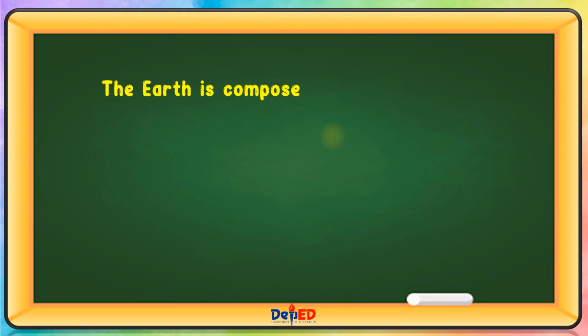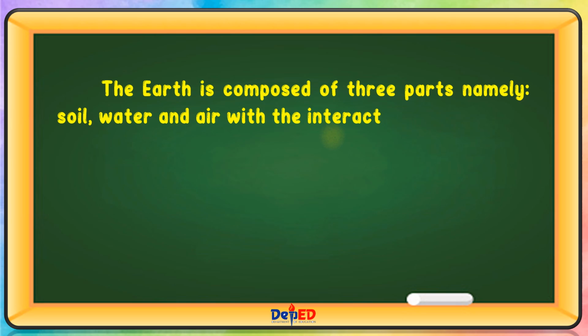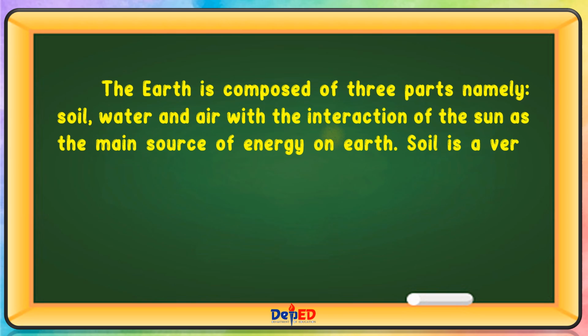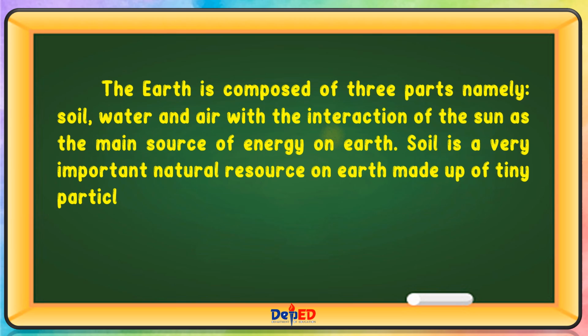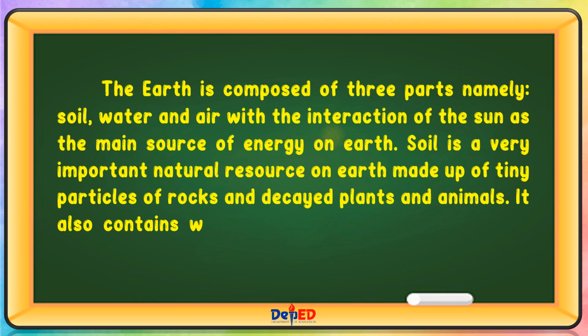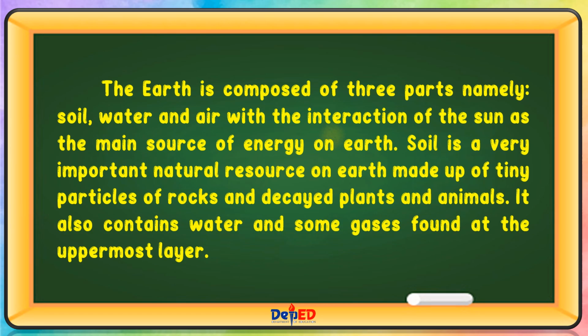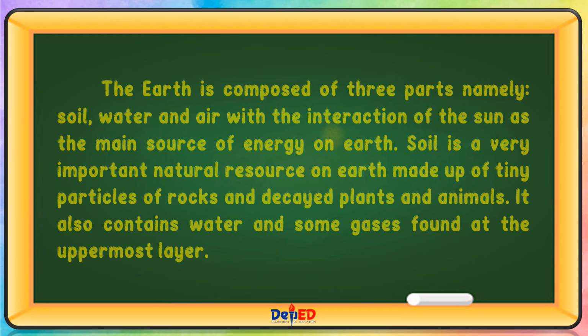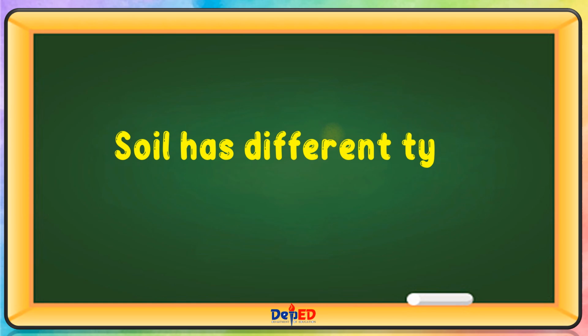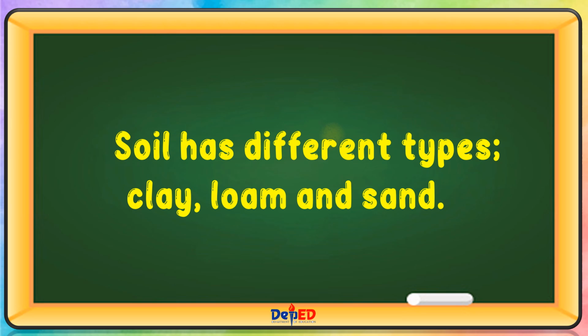The earth is composed of three parts, namely soil, water, and air, with the interaction of the sun as the main source of energy on earth. Soil is a very important natural resource on earth made up of tiny particles of rocks and decayed plants and animals. It also contains water and some gases found at the uppermost layer. Soil has different types: the clay, loam, and sand.